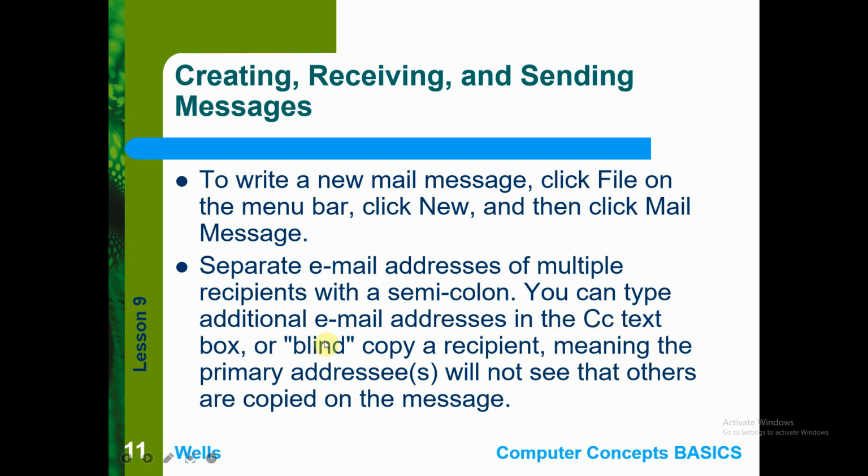Or if you use BCC, it will send a blind copy to a recipient, meaning that the primary address or addressee, or the list of addressees, the recipient will not see that others are copied in the email. That is if you put them in BCC. But if it's only CC, the copy of the email or message, your companions will see who you CC'd, those email addresses or contacts.